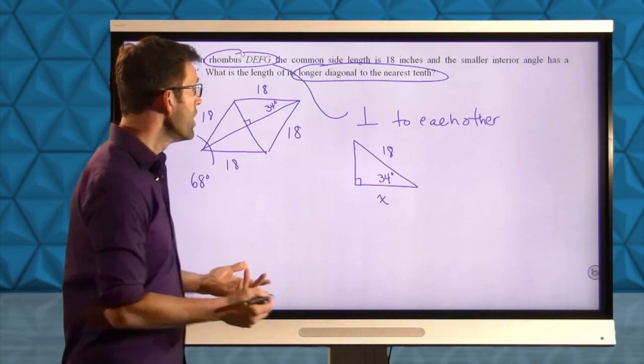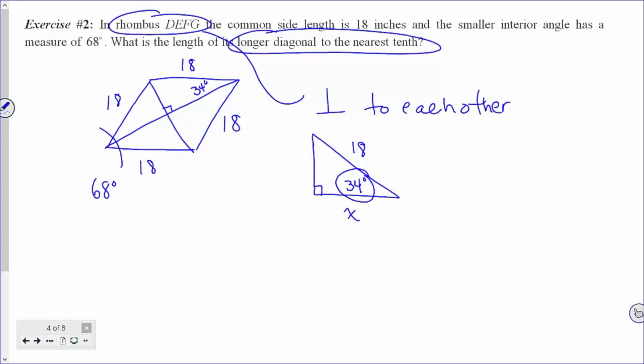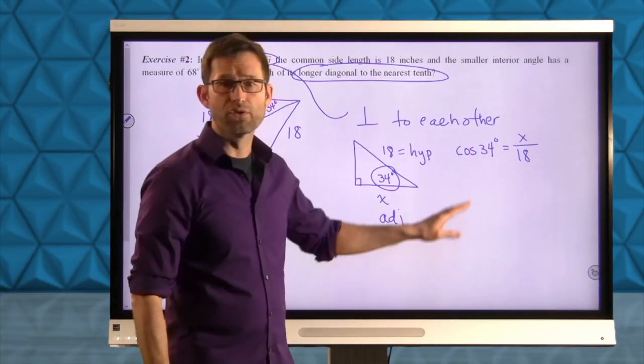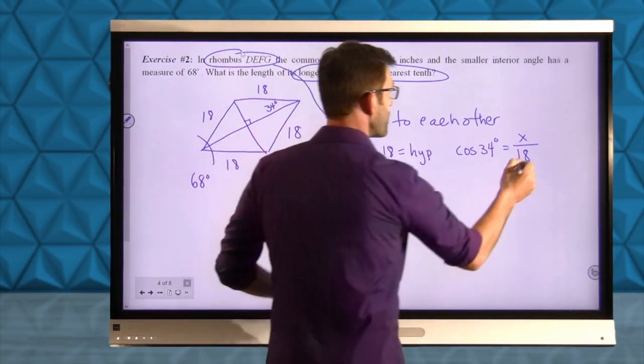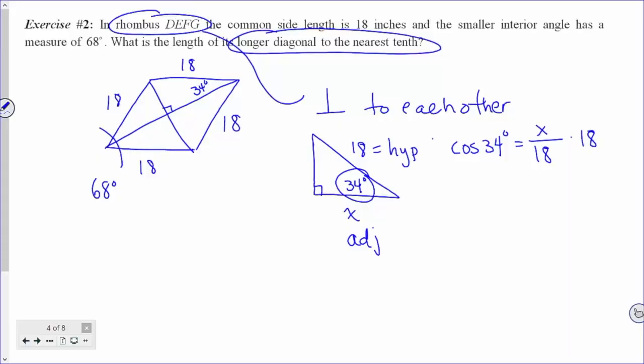Okay, let's go through it. Well, what do we have? We key in on the angle. The x happens to be the adjacent side. The 18 happens to be the hypotenuse. So we can say that the cosine of 34 degrees, that's my right ratio, is equal to the adjacent side, x, divided by the hypotenuse, 18. This is very easy to solve because I just need to multiply both sides by 18 to get rid of that division by 18. So x is going to be 18 times the cosine of 34.